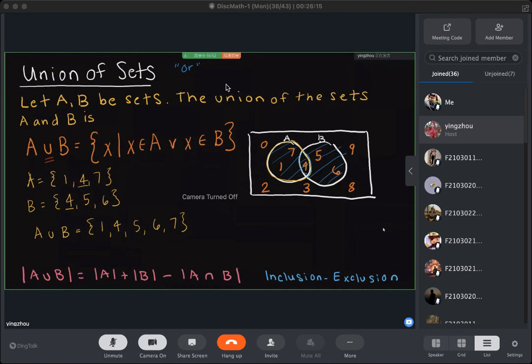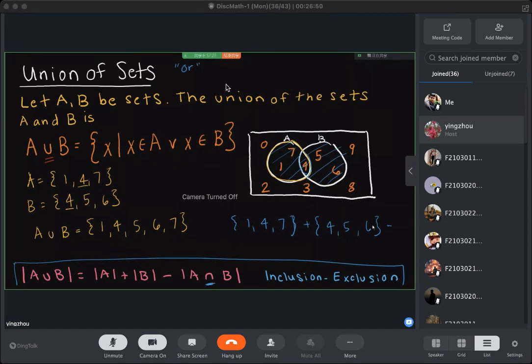So again, you can think of this as an or. Down here, I've included our inclusion-exclusion formula. We'll talk a lot about that later on, but this is essentially the formula that you would use. Here, if I had A union B, I could take all of the elements of A, which would be 1, 4, 7, and add all of the elements of B, which is 4, 5, 6, and then I'm just going to subtract anything that's here.